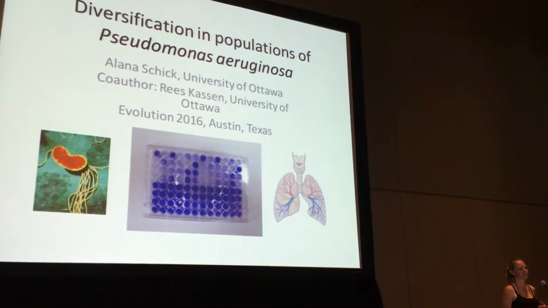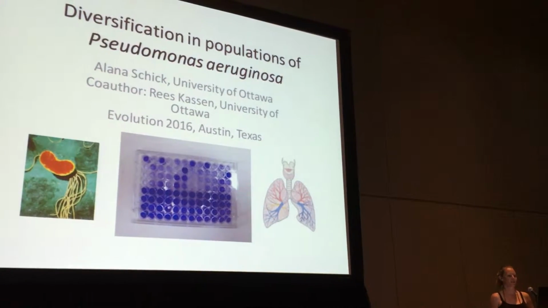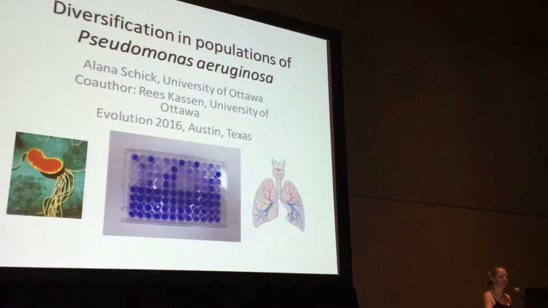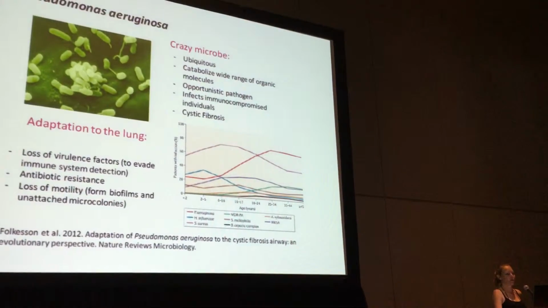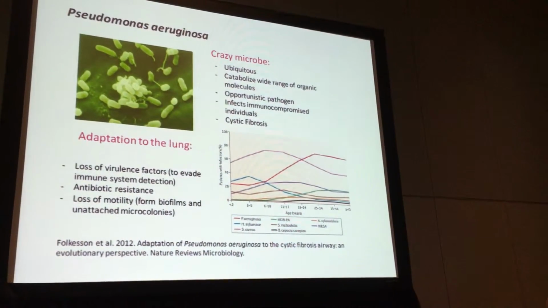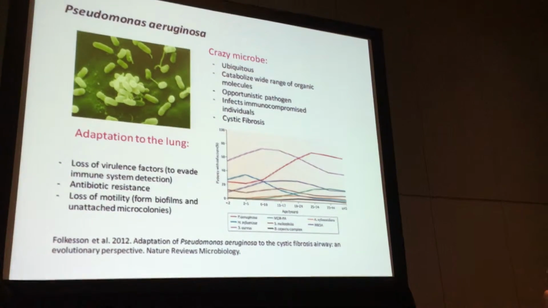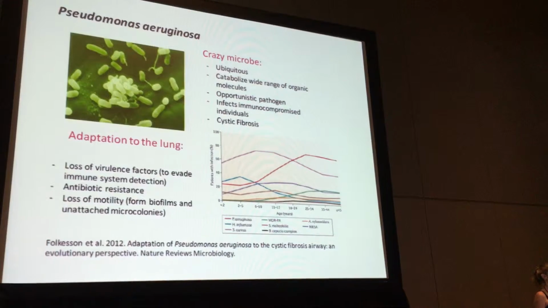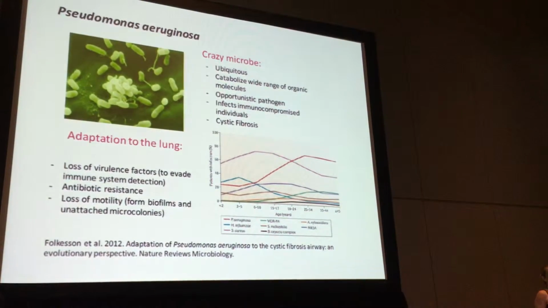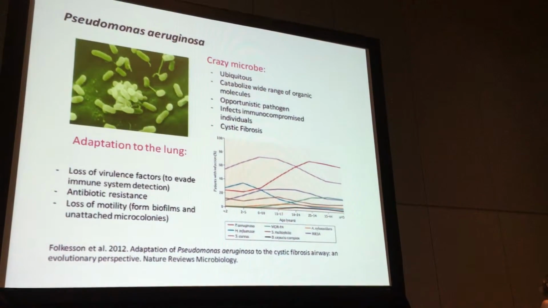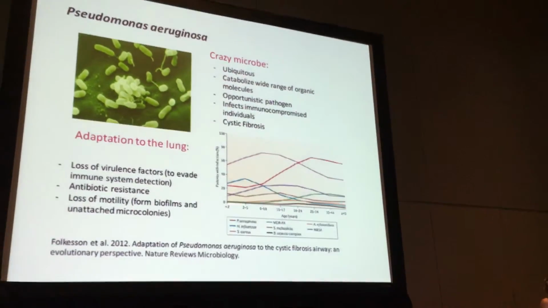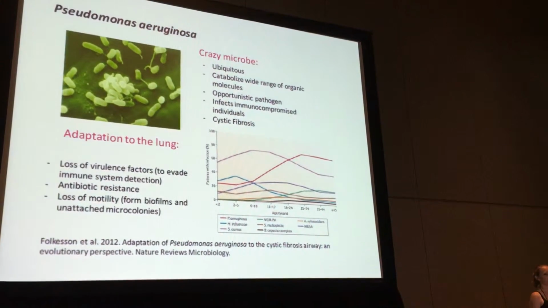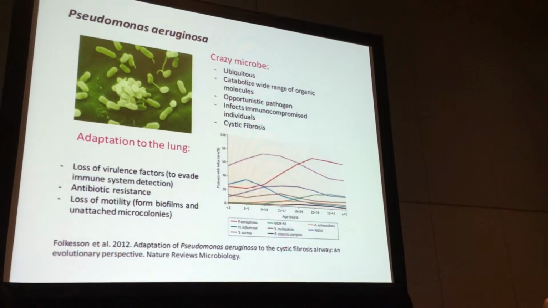This is from my PhD research at the University of Ottawa with Reese Casson about diversification in Pseudomonas aeruginosa. As you may or may not know, Pseudomonas aeruginosa is a crazy microbe. It is one of the most abundant organisms on the planet, in part because it can inhabit a very wide range of environments. It respires aerobically mostly, but can also do so anaerobically. It can catabolize a wide range of organic molecules, so it's very good at adapting to many different environments.